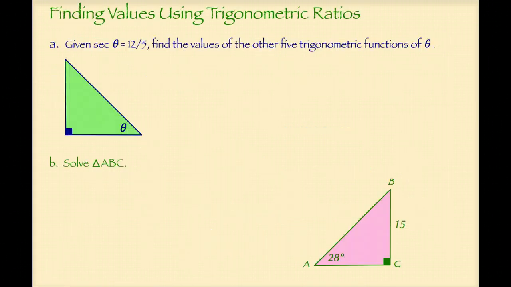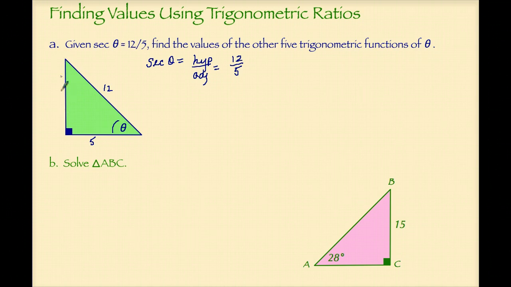Now let's use trigonometric ratios to find trigonometric values. Given that secant theta is 12 over 5, find the values of the other 5 trigonometric functions of theta. Well, we need to start with the fact that secant theta is this relationship, hypotenuse over adjacent. Since in this case that's 12 over 5, that means in reference to the angle theta, the hypotenuse is 12 and the adjacent side is 5.